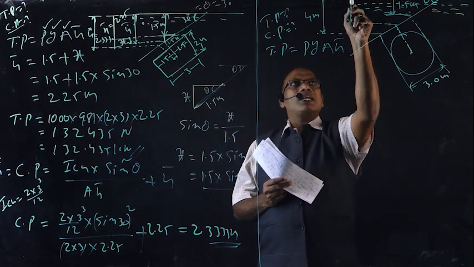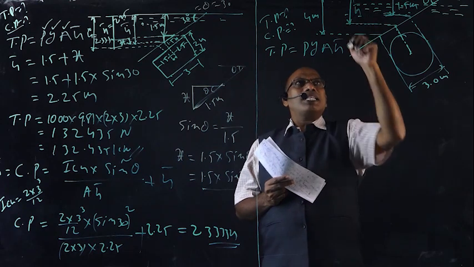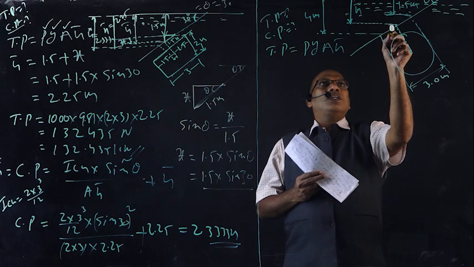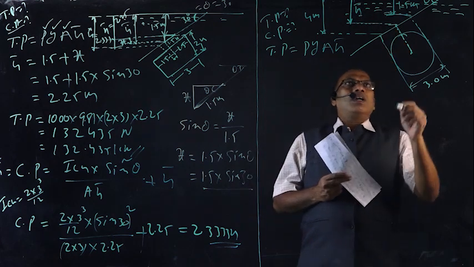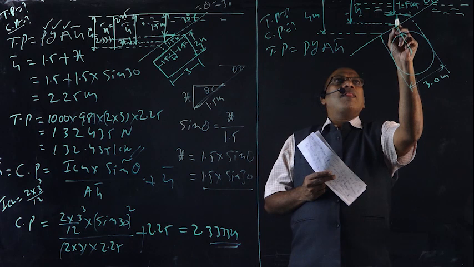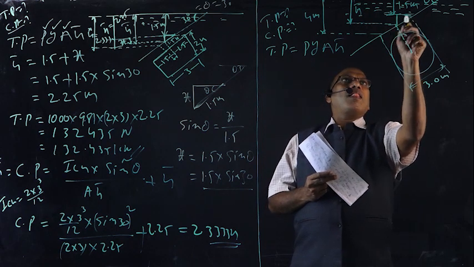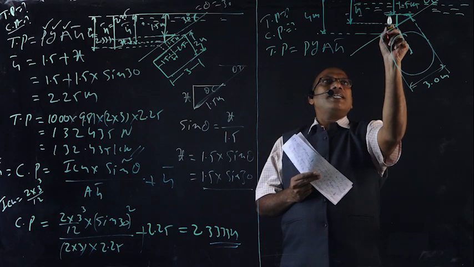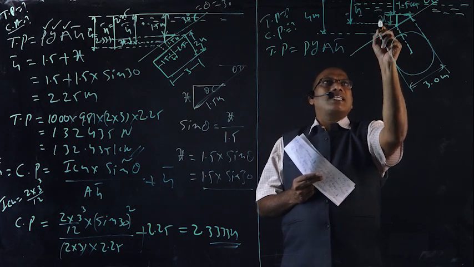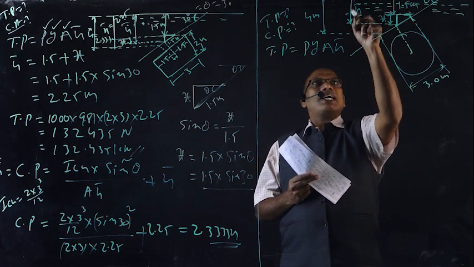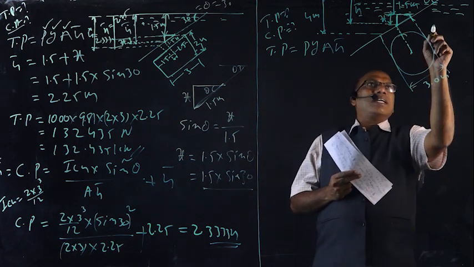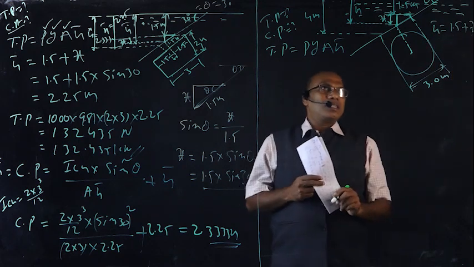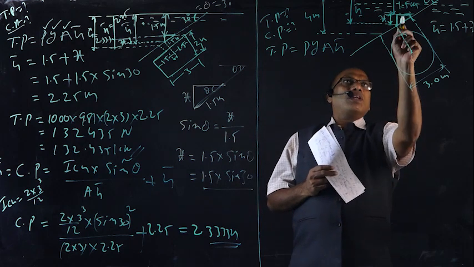This is h bar, that is the center line, that is the distance between the center of the circle to the free surface. Now this is 1.5 meters, this is say x. X plus 1.5 is the h bar, right? H bar is equal to 1.5 plus x. Now we are going to determine x.